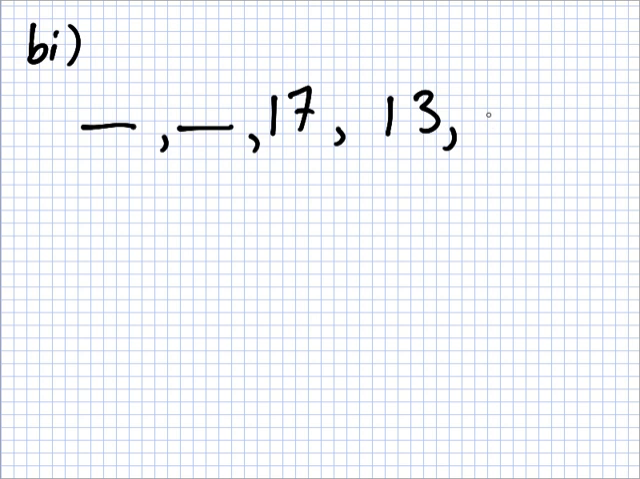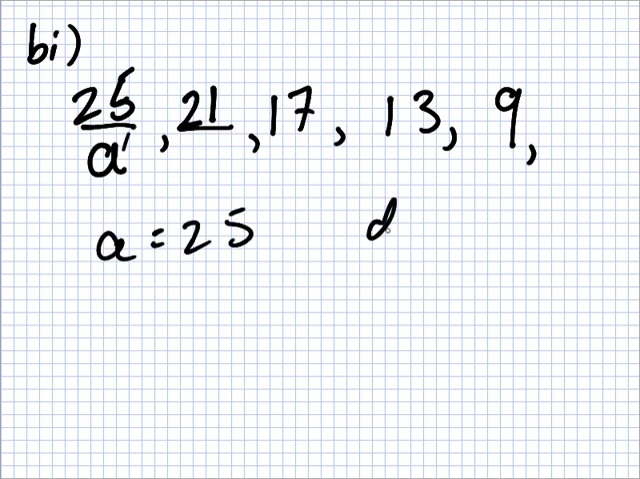So, B part 1. You've got first, second, third, fourth. So what's happening here is decreasing by 4. So the next one would be 9. But what was the previous one here? 21. And then 20, 25 even. 25. So the A is 25 and the D is minus 4.